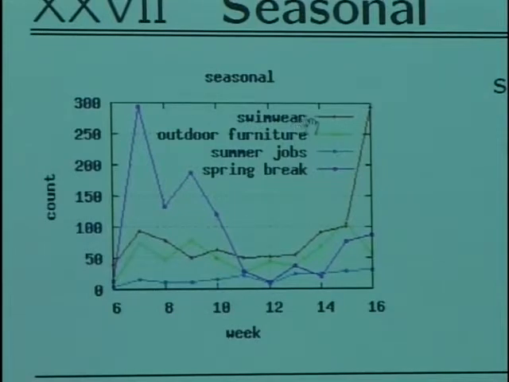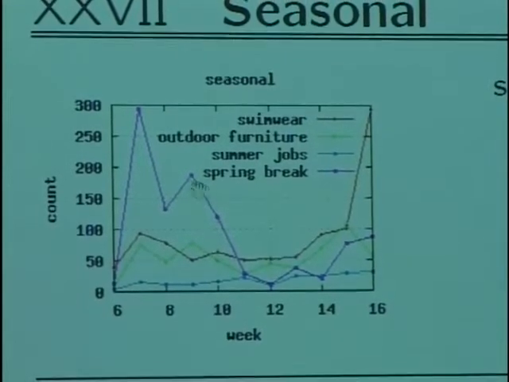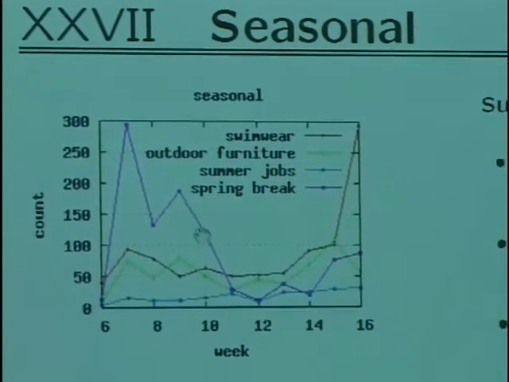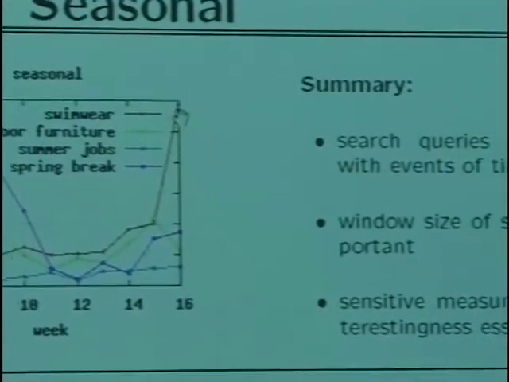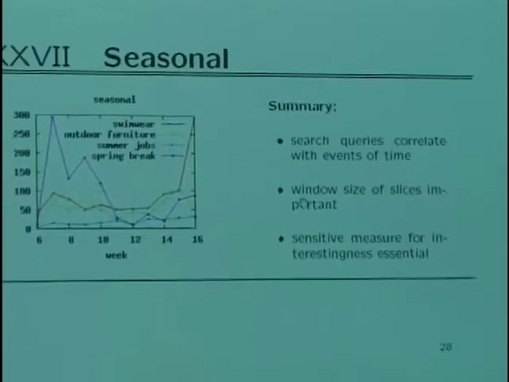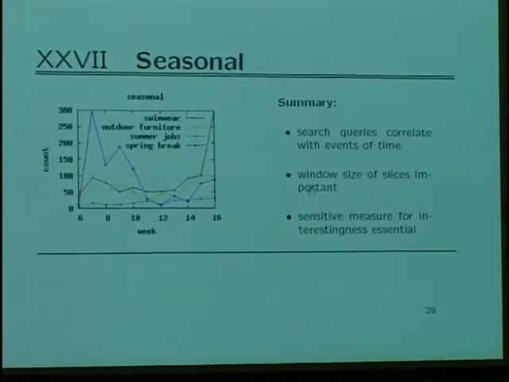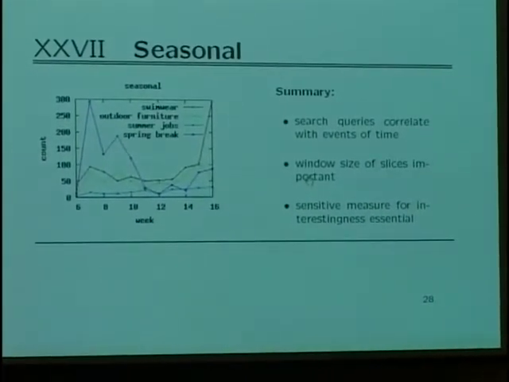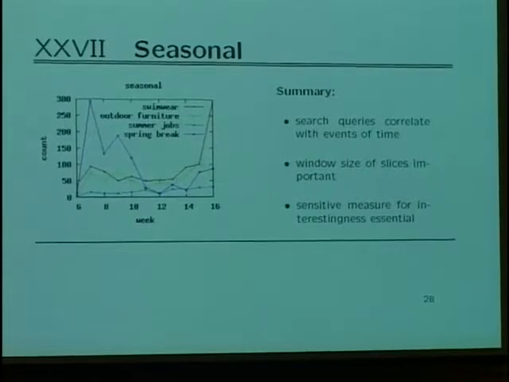And I plotted the queries swimwear, outer furniture, and spring break. It's obvious that the spring break query is overrepresented in the springtime, and people are looking for outer furniture at the beginning of the summer. So you could do that. But overall, a sensitive measure for the interestingness of a query is essential. But I showed you one.